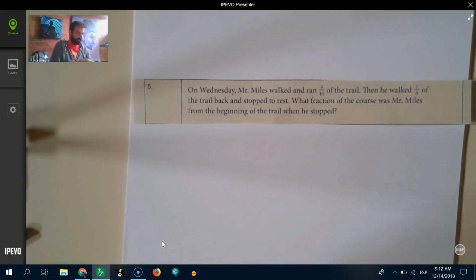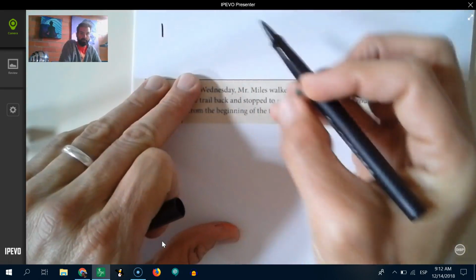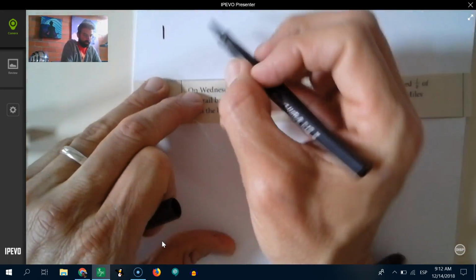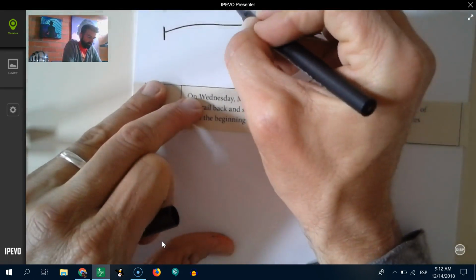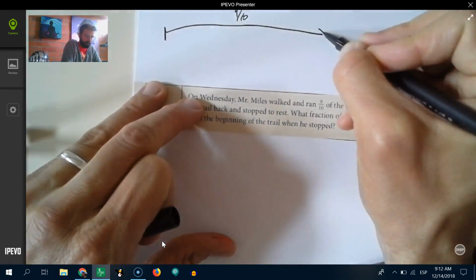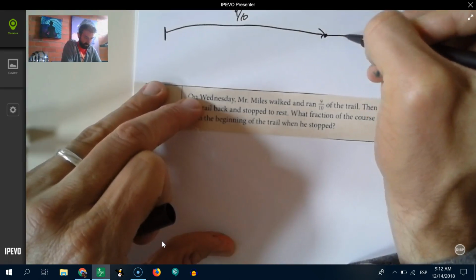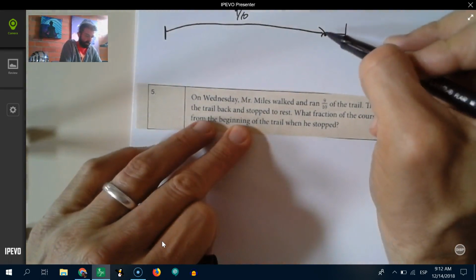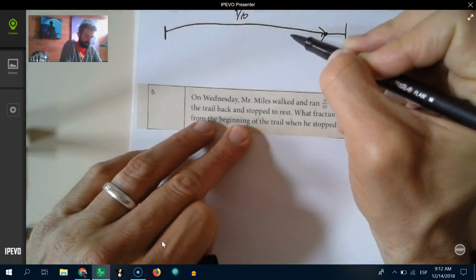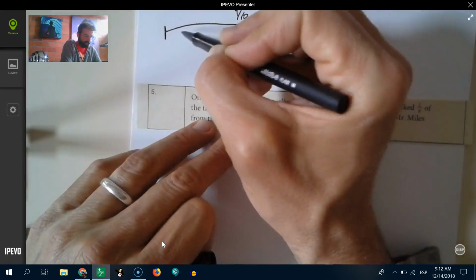Okay, hold on a second. So let's say this was the beginning of the trail. He walked and ran 9/10 of the trail. And like here's the end. But then he walked 1/8 back. And they're wanting to know this distance.